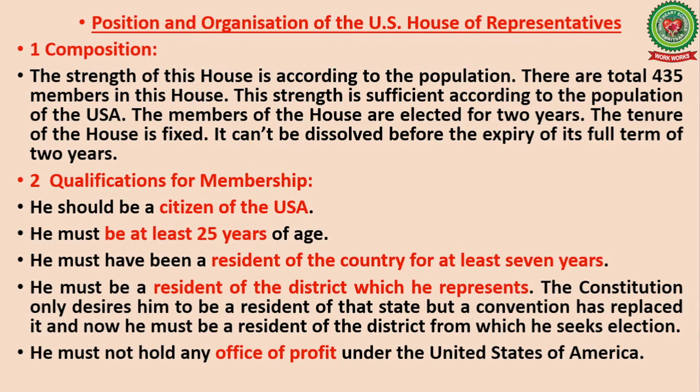There are 50 states. Means if anyone wants to contest the election from any district, he must be a resident of that state. Maybe the district may change. From any other district he can contest the election, but a convention has started that a candidate must belong to that district also. The constitution is silent, but the convention has started, and now it is being followed everywhere.